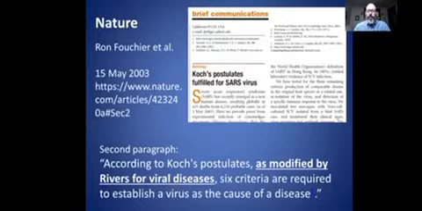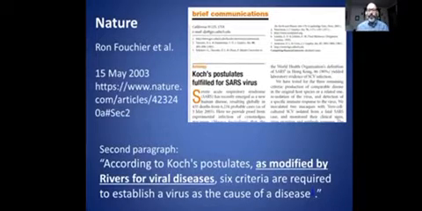So I want to point out that right here, just between the title and what they say in the body of this article, already they're misleading you. Because in the second paragraph they wrote, according to Cox postulates as modified by Rivers for viral disease. So it's not Cox postulates, it's Rivers criteria, which is different. And they should have put that in the title, but they're misleading you to make you think that Cox postulates have been fulfilled. According to Rivers, there are 6 criteria to establish virus as a cause of disease.